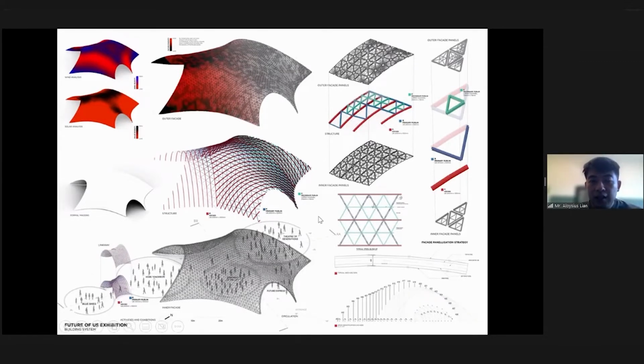And in a nutshell, what you see here is that there is a structural system. We clad over the structural system, again in a sandwich panel. These sandwich panels are laser cut aluminum panels that conceal the structure that's going underneath.